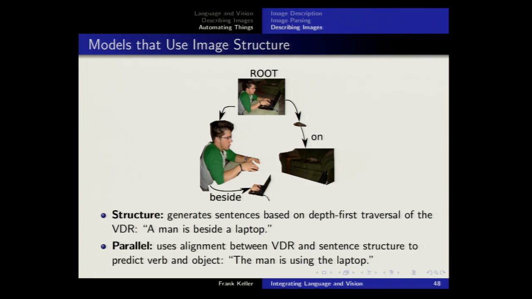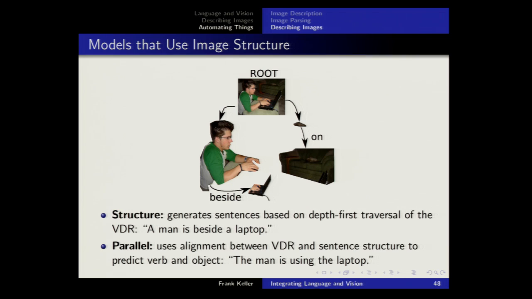So how about the models that actually use our image structure, right? So this is the VDR for this image. And the simplest thing we could do, we could just traverse this graph. We start here, we talk about the man, we talk about the laptop, we go back, we talk about the cat, talk about the sofa, and that's our description. So something like a man is beside a laptop, a cat is on the sofa.